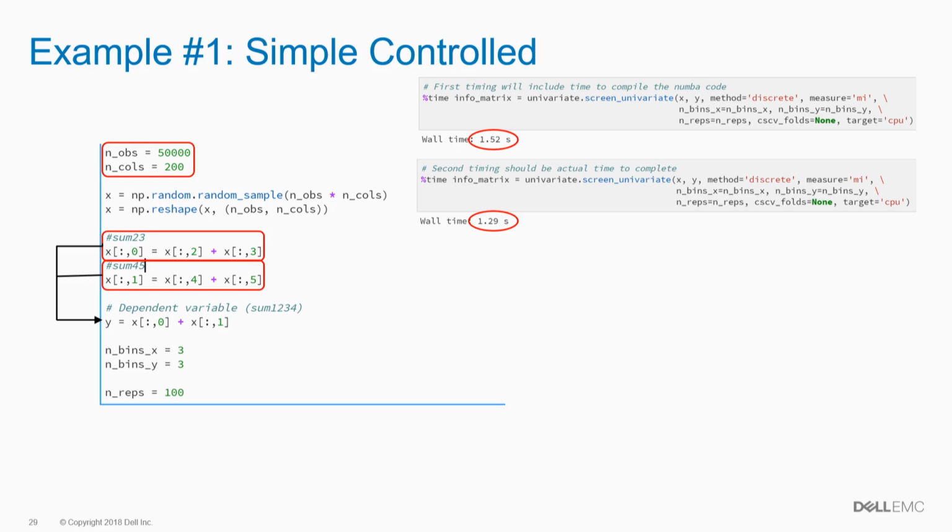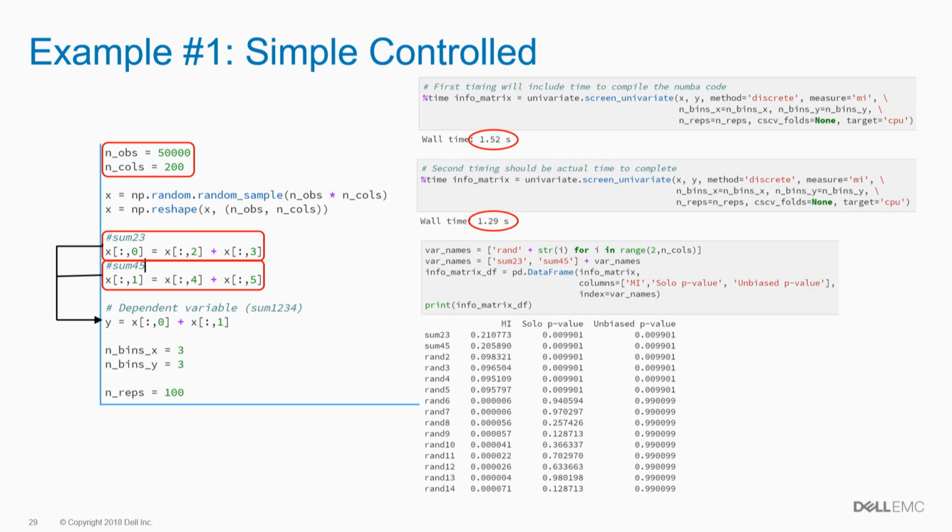Now for the results, there's some pandas code that I did just to make things a little clearer about what was going on. If you look, these top 6 variables are exactly what should be returned here. We have the sum of 2, 3 and the sum of 2, 4, which are the most relevant, and then the random 2 through 5 are less so.